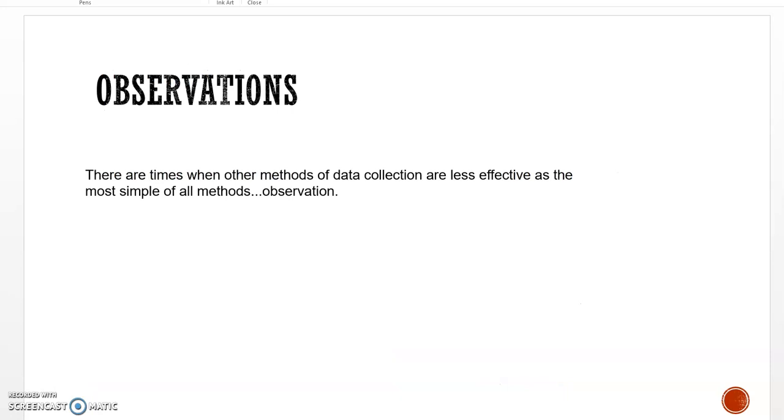Next, we're going to move on to observations. There are many times when all these other methods for collecting data are less effective, and the best way to get information about something is just by observation, by watching. And that's what we're talking about next.